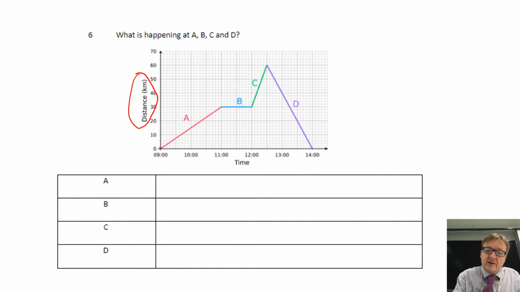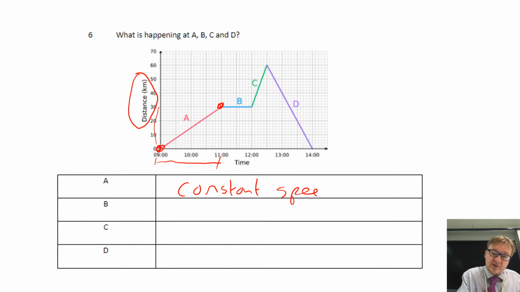So from here to here, part A, think about what it's doing. Over time, 2 hours, it's travelling 30 kilometres. And because it's a straight line, it is going at a constant speed. Okay, it's not getting any faster, it's not getting any slower, it's just going at a constant speed.